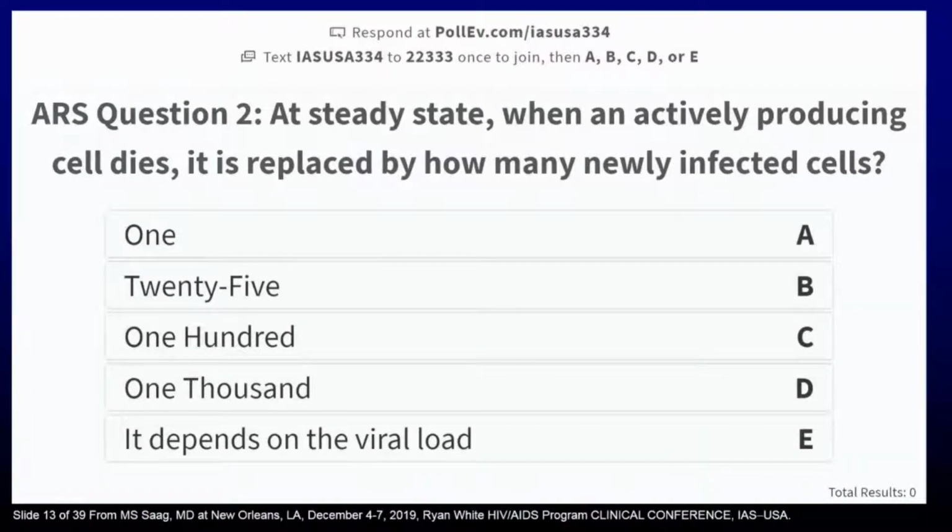At steady state, it's like a physics test. When an actively producing cell dies, it's replaced by how many newly infected cells? So you're at steady state, your viral load, say 30,000. We know that the viral load is proportional to the number of cells in the body producing virus. When that one cell dies, how many replace it? 1, 25, 100, 1,000, or it depends on the viral load. Go ahead and vote.